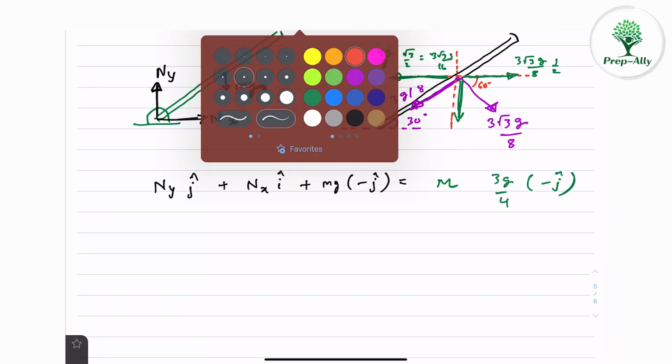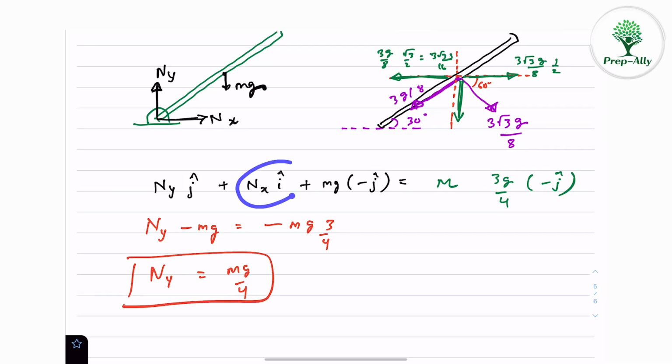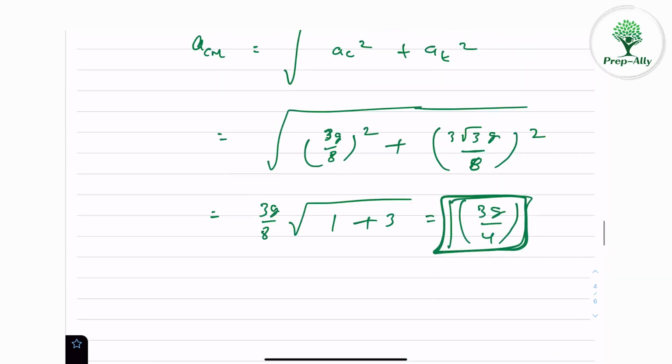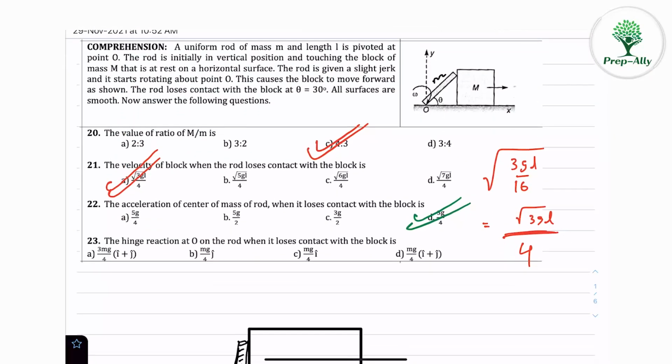Now, equating the coefficients of j cap on both sides, Ny minus mg is equal to minus mg into 3 by 4. So Ny is equal to mg by 4. Comparing the i cap coefficients on both sides, we get Nx is equal to 0. So how much is the hinge reaction? Hinge reaction is only mg by 4 in the vertically upward direction at the moment of contact breaking. Only mg by 4, my dear. So this is option B.